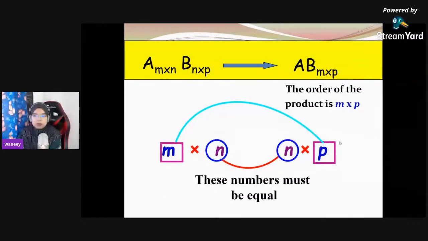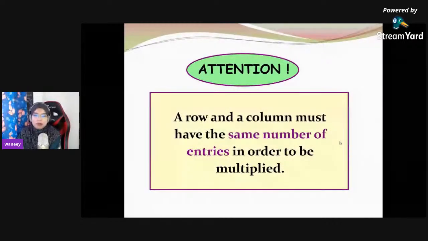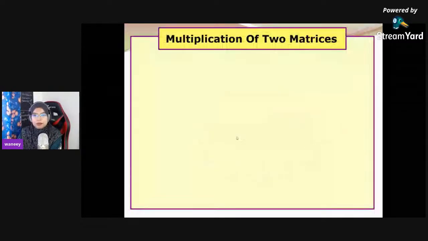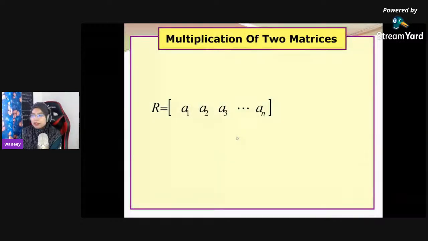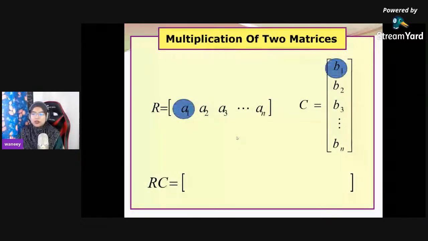Okay, so the order of the product is m by p. Now, a row and a column must have the same number of entries in order to be multiplied. That is why we say if this is n, this is also n. So it must be the same number so that we can actually multiply them. The way we multiply two matrices is that we take the row, multiply with the column. So that is the reason why you should match the number of rows and columns.